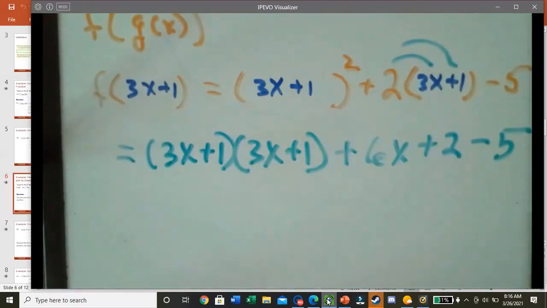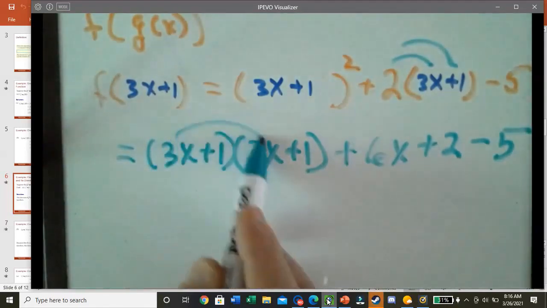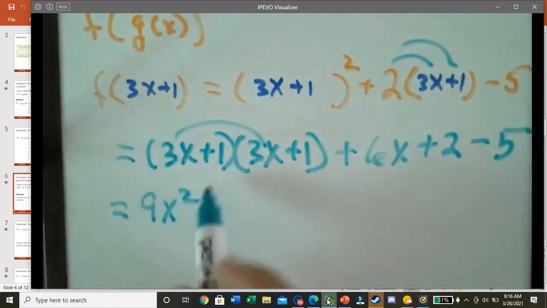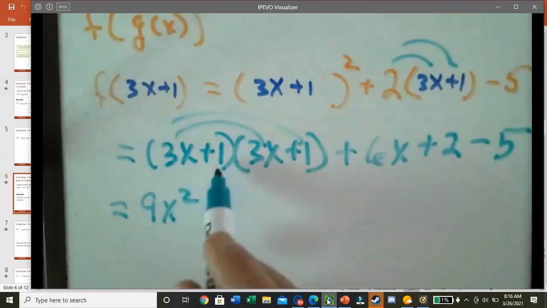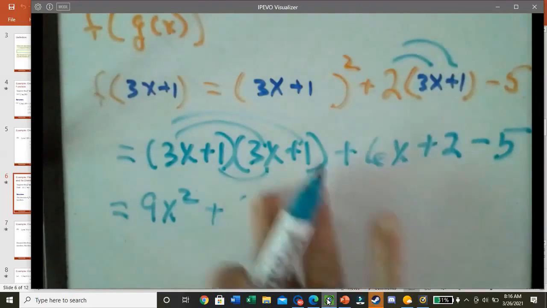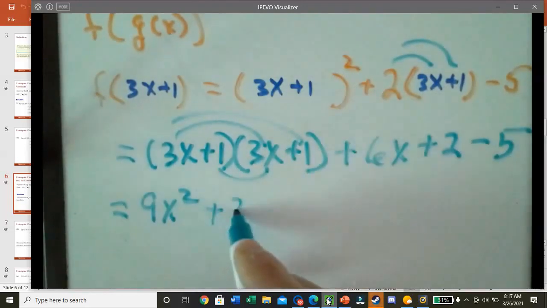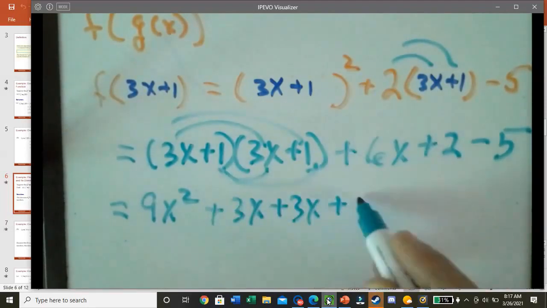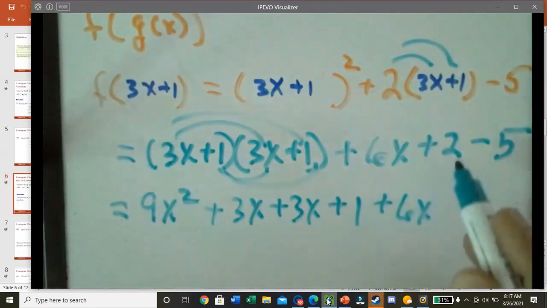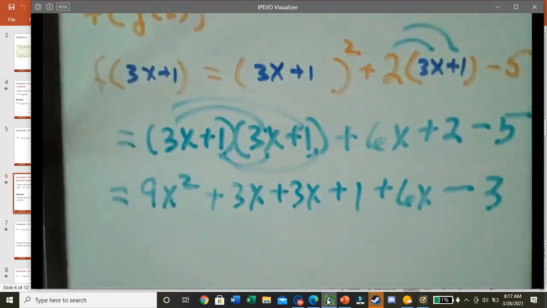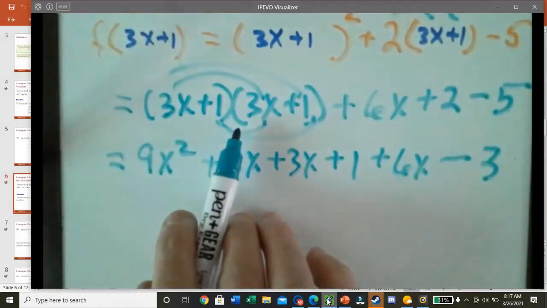Okay, now we can FOIL, right? So 3x times 3x gives us what? 9x squared, and then 3x times 1, that's 3x, and 1 times 3x, that's 3x, and then 1 times 1 is 1, plus 6x, and then 2 minus 5 is a negative 3. Questions? Okay, so we did a FOIL here, right?